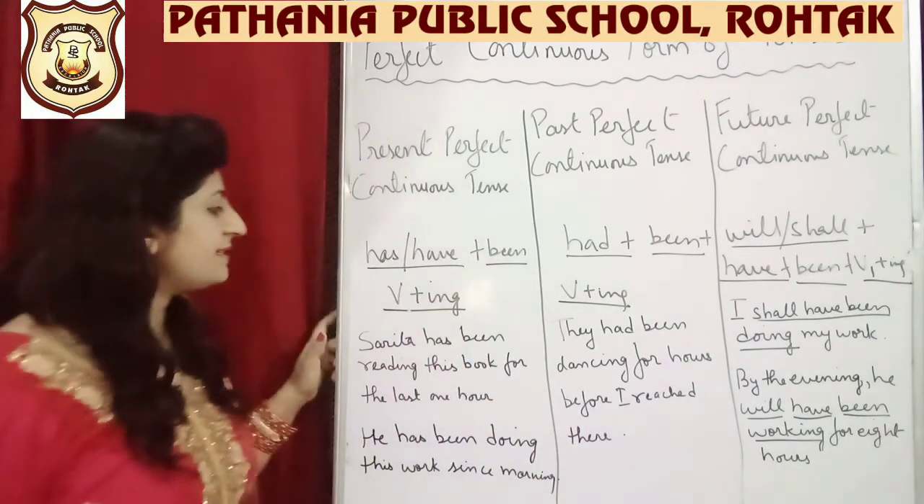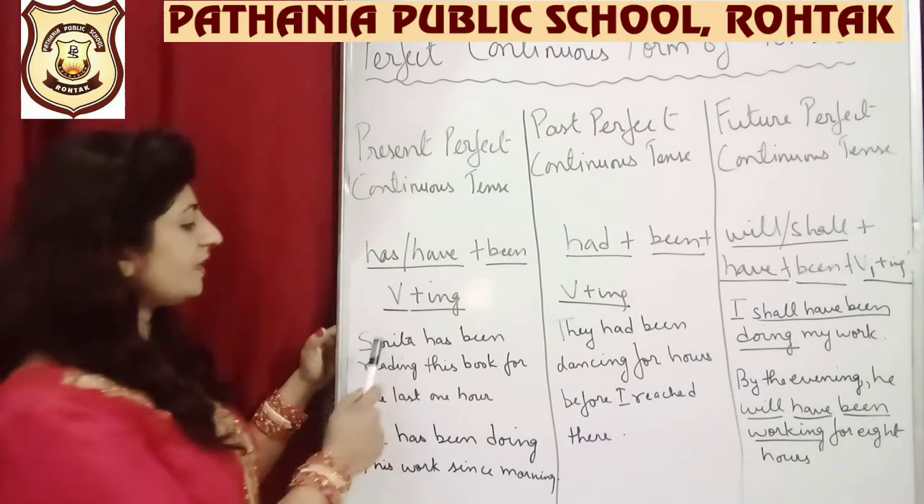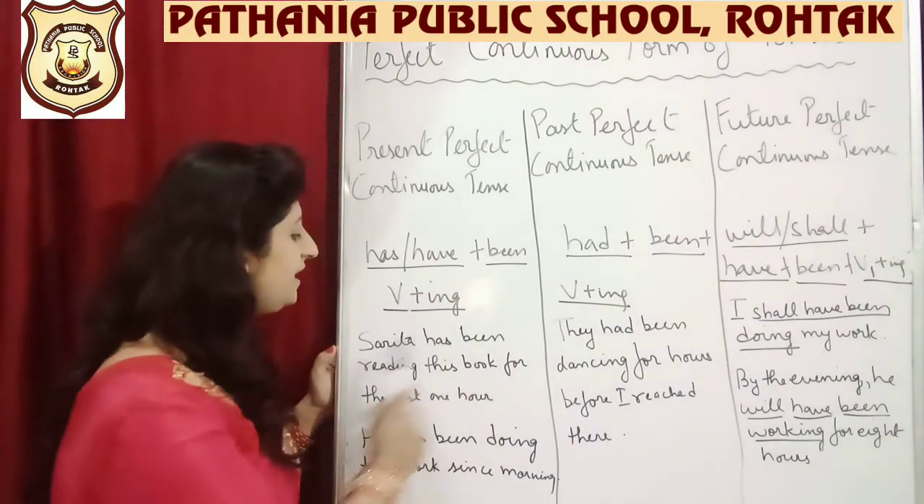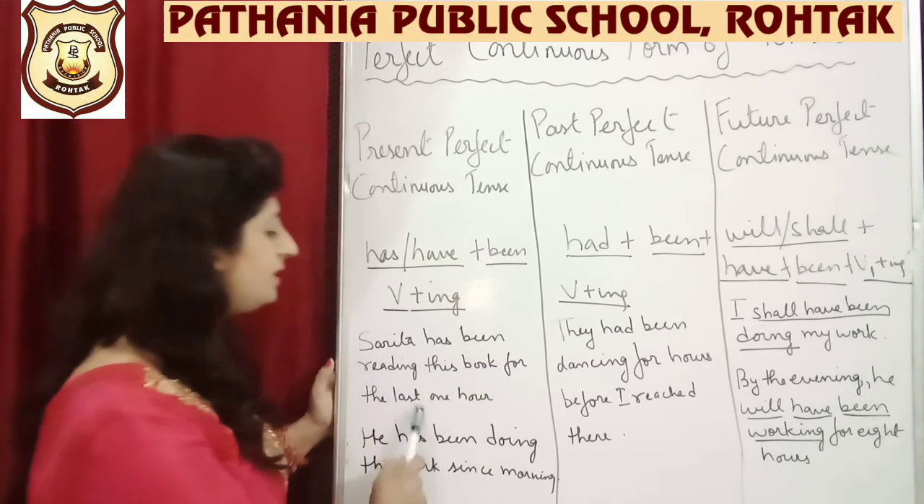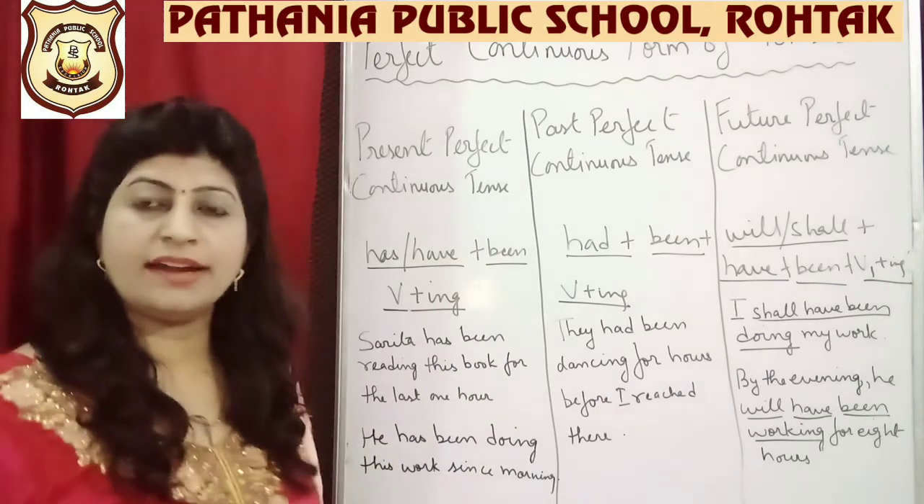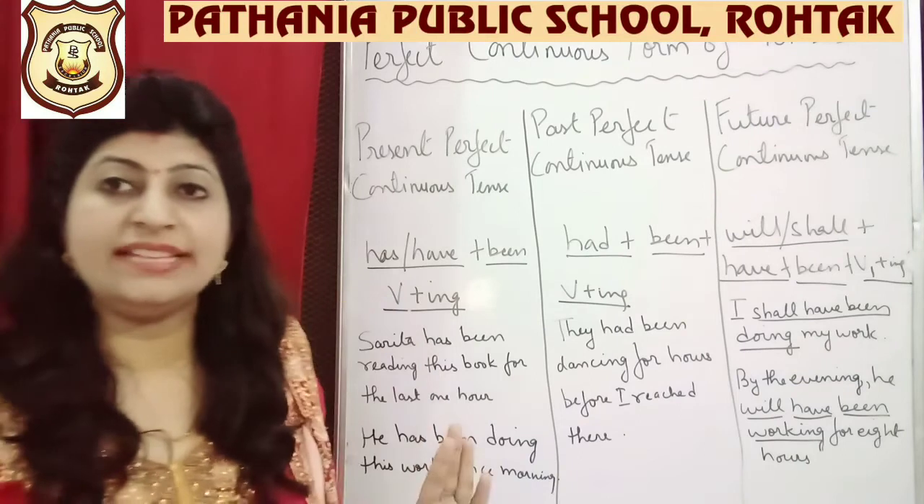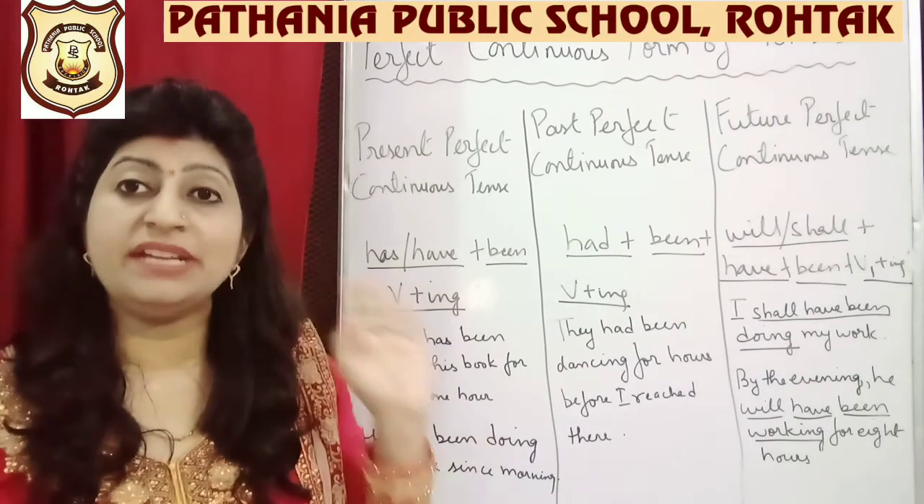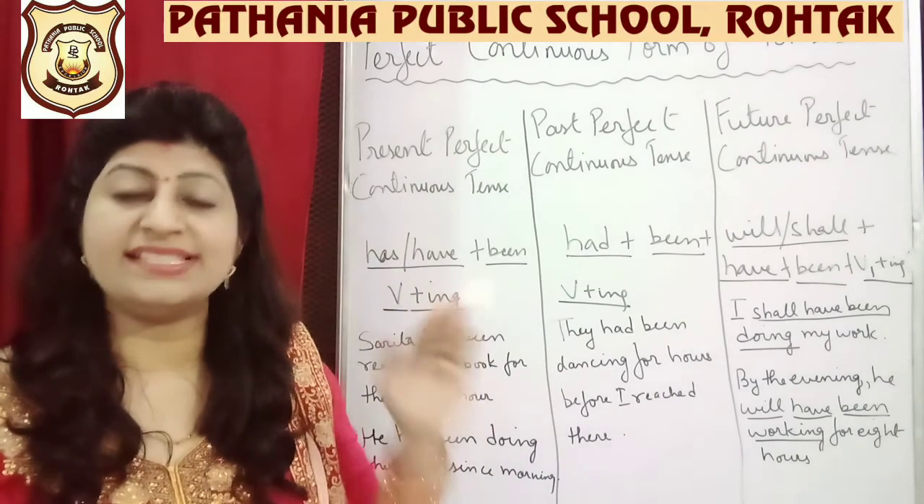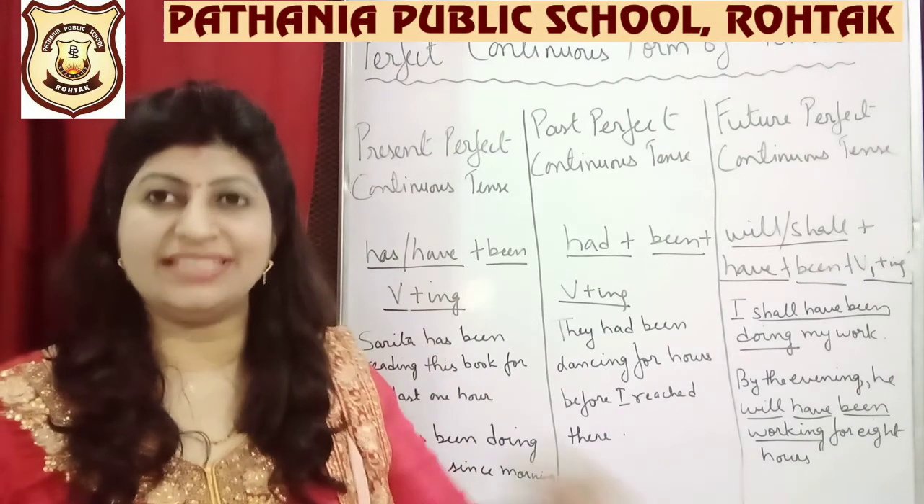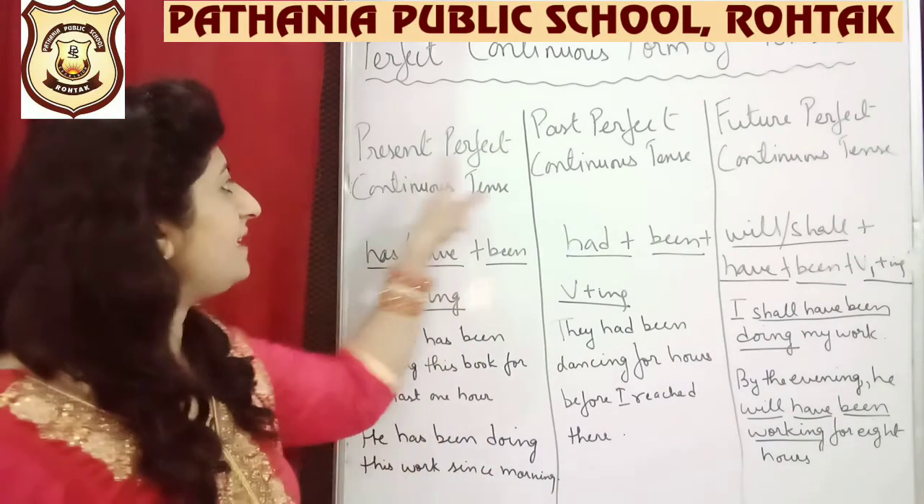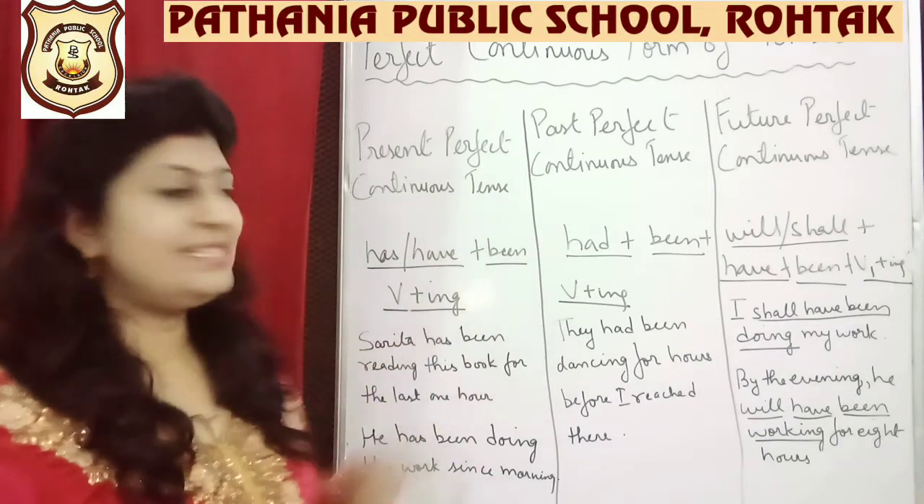Next, let's take an example of a sentence. Sarita has been reading this book for the last 1 hour. So Sarita has been reading this book for how many? 60 minutes. The action has started in the past and it is still continuing. This is exactly your present perfect continuous tense.